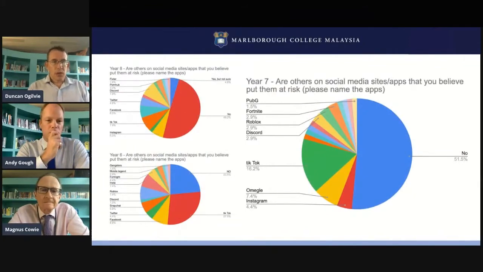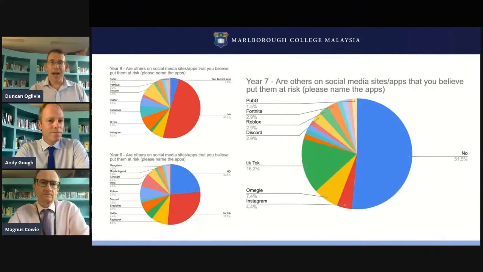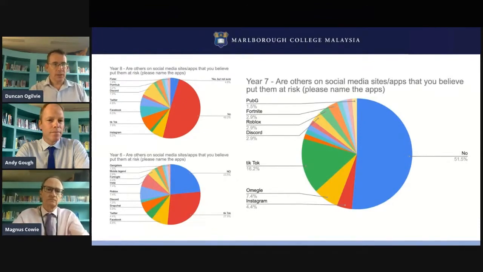In our prep school, we asked the top end of the prep school, years 6, 7, and 8, and what I wanted to identify here was some of the common apps. So things like Roblox, Discord, TikTok, Omegle, Twitter, Snapchat, Facebook. These were a number of different apps which pupils felt were potentially risky sites to go on. Really interesting was the proportion of pupils who didn't feel that they or their friends were at risk with the activities they had online.